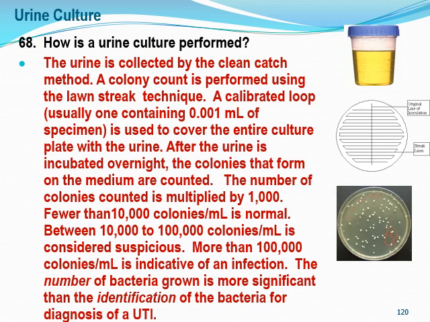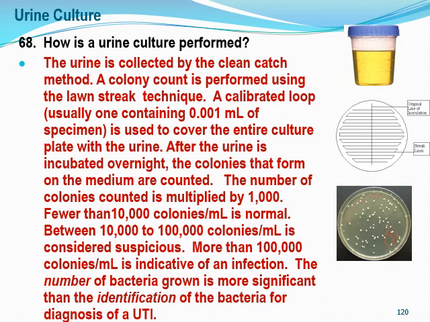And like I said earlier, there's a threshold for this, right? So fewer than 10,000 colonies per milliliter is normal, because we know we have normal bacteria out there, normal flora on our skin, in our vaginal area, everywhere. So that's why we need these thresholds.